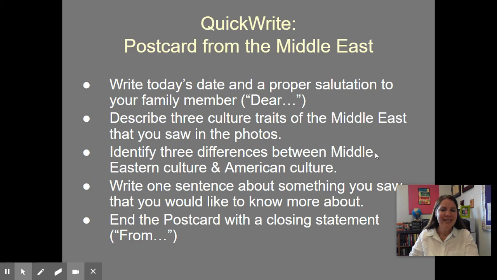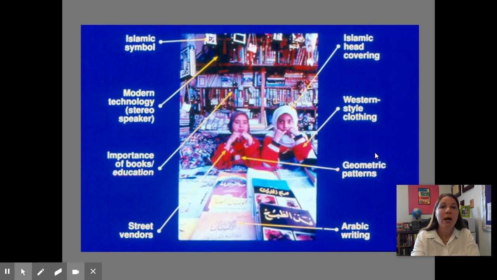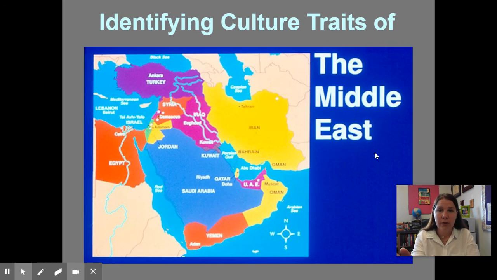Again, today's lesson was identifying these culture traits for the Middle East. And then that postcard, the directions that I just gave you, that was a preview. That's going to be tomorrow's assignment.